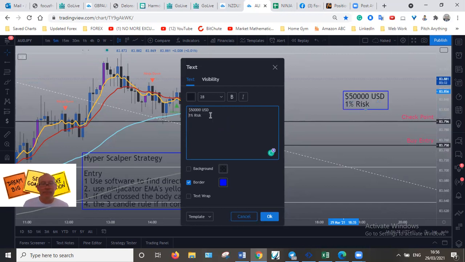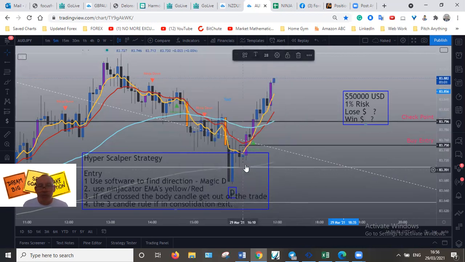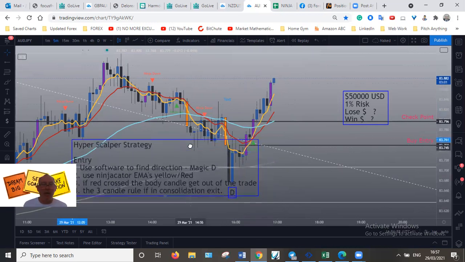If we lose, we lose a certain amount of money, and if we win, a certain amount of money. So we're going to actually analyze that right now, ladies and gentlemen, by using this trade, the one I'm in right now.